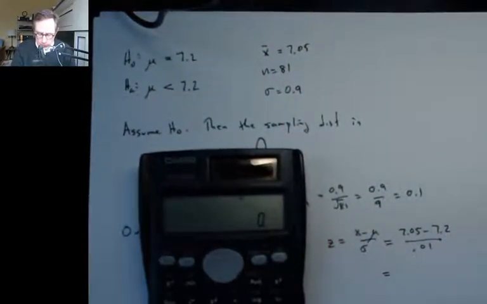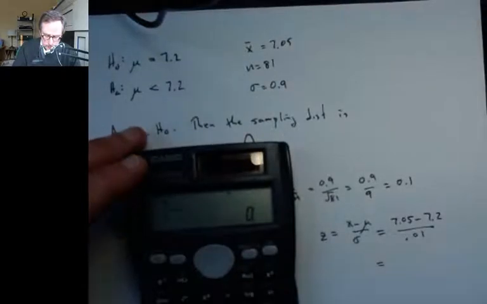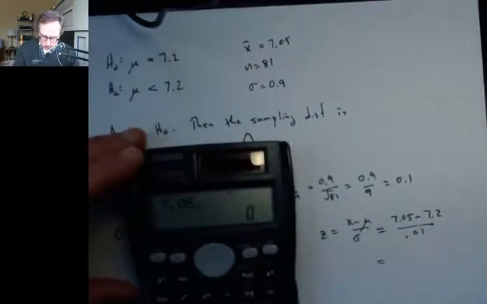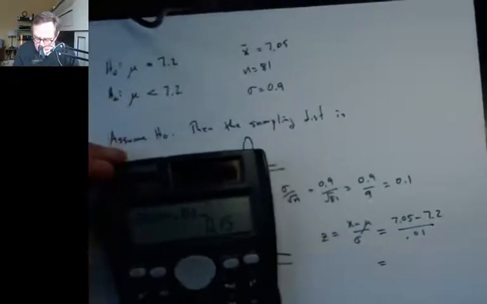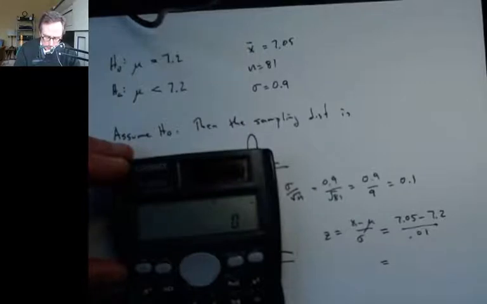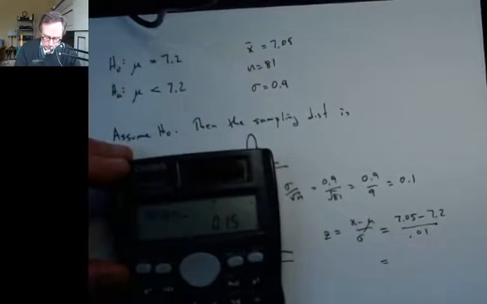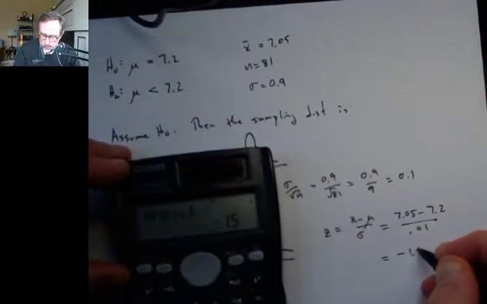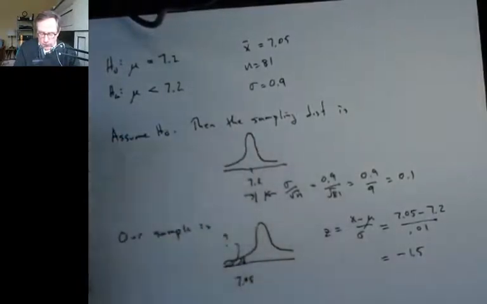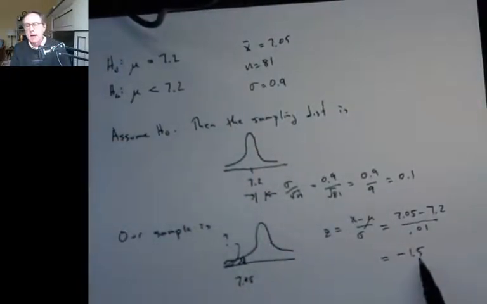So 7.05 minus 7.2 equals, divided by 0.1, equals. There we go, and I got minus 1.5. So 7.05 is down there in the minus 1.5 range.